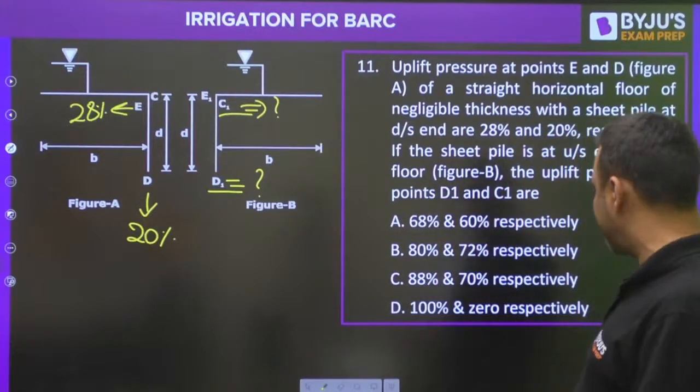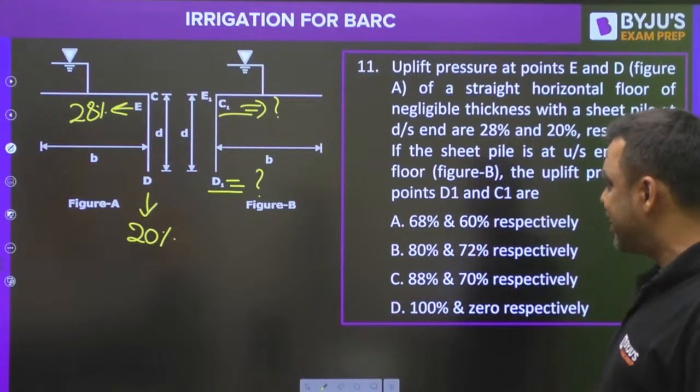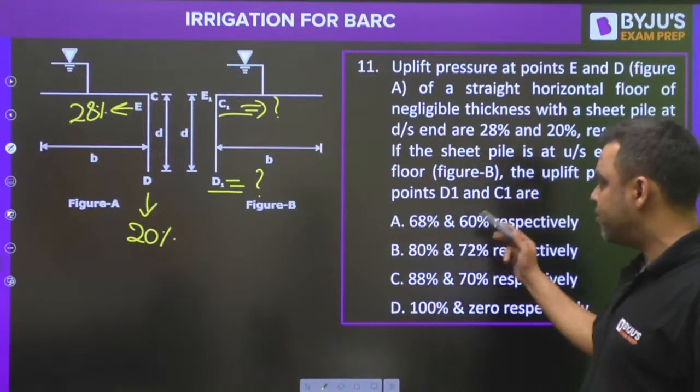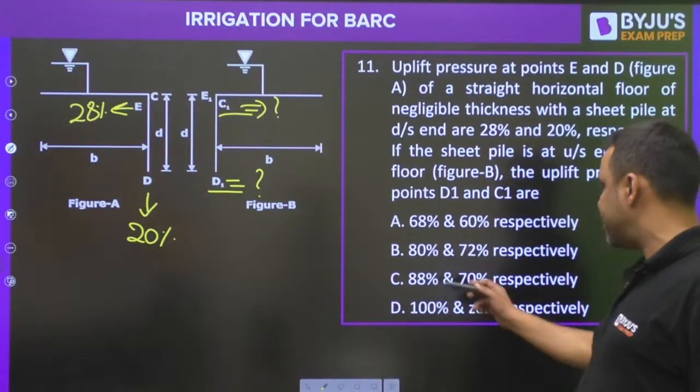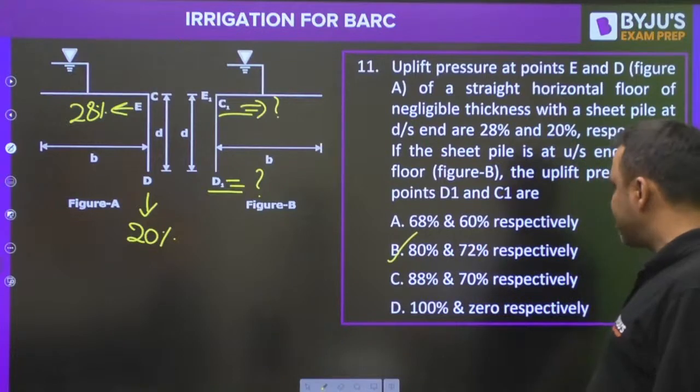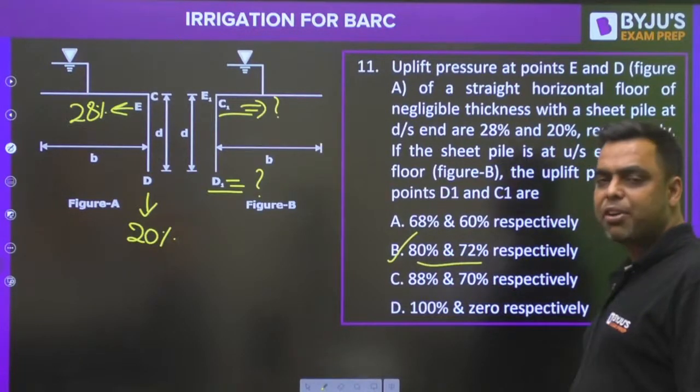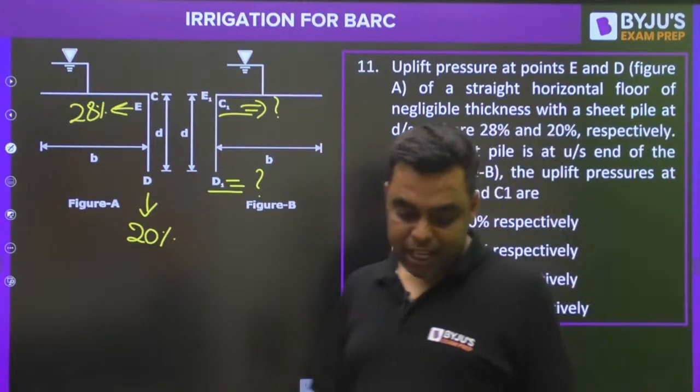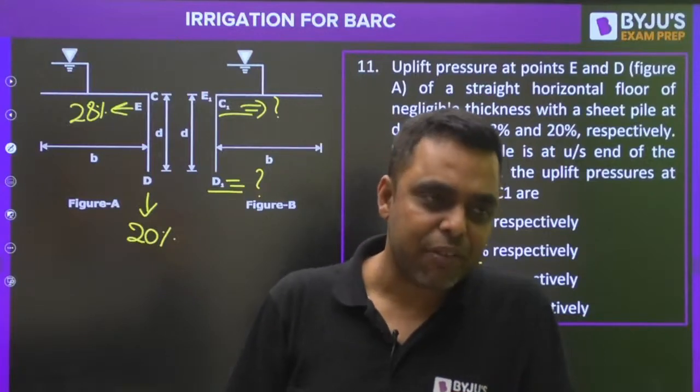Okay, Abhishek ji is the first one. 80 and 72, D1 and C1. At D1 it will be 80 and at C1 it will be 72. Why, guys? Without doing any calculation I have given the answer.